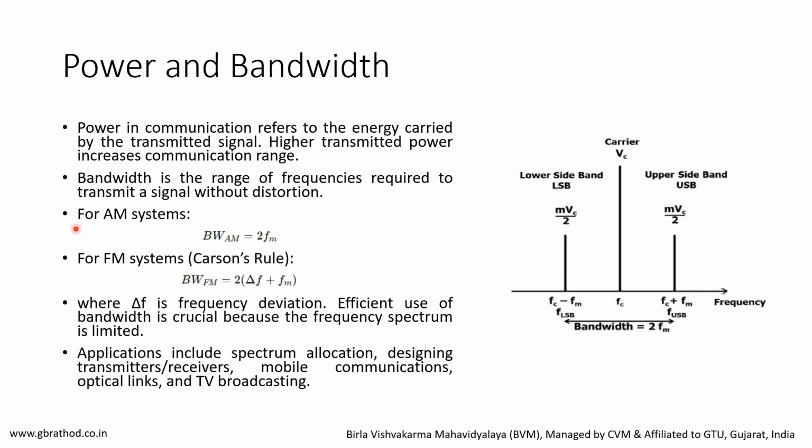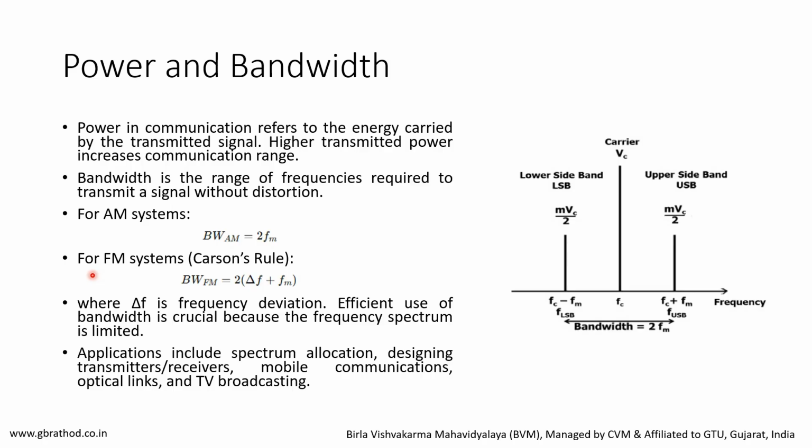If we talk about an amplitude modulated system, the bandwidth BW, where AM stands for amplitude modulation, equals 2fm. fm is the frequency of the message signal. Here you can see in this diagram the bandwidth equals 2fm. This diagram represents the AM system. If I find the bandwidth, the higher frequency minus the lower frequency, I get the equation bandwidth equals 2fm.